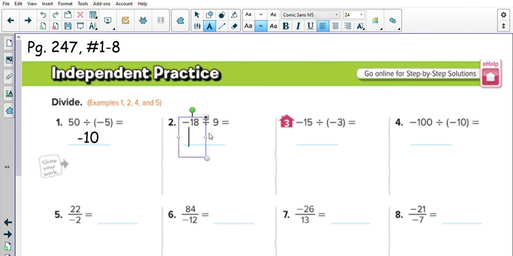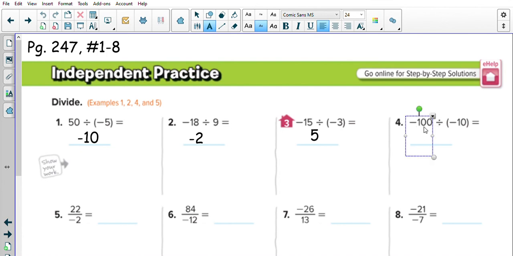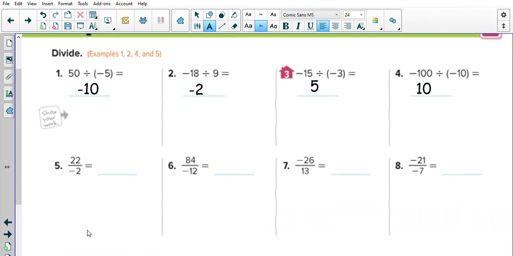Number 2, signs are different, which means my answer is going to be negative. 18 divided by 9 is 2, so my solution is negative 2. And number 3, the signs are the same, so my answer will be positive. 15 divided by 3 is 5. My solution is 5. Number 4, signs are the same. My answer is going to be positive. Do 100 divided by 10. That will be 10.